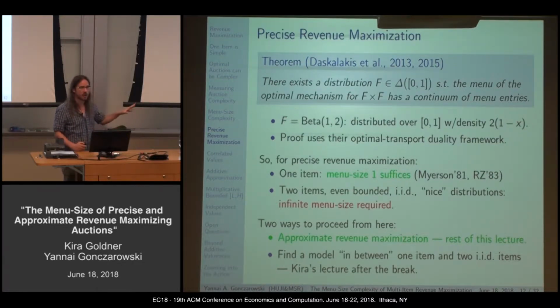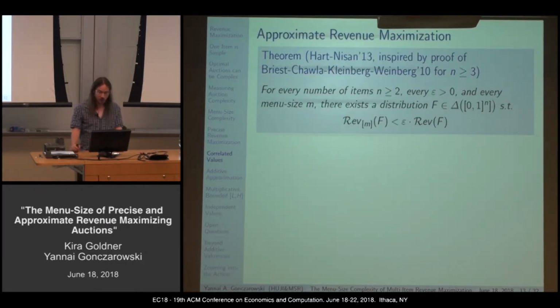We're going to take in the rest of this lecture the first approach, to talk about approximate revenue maximization. Defining a model in between is actually possible. It's really exciting, and it's going to be Kira's lecture after the break. So let's talk about approximate revenue maximization, and let's start with a negative result, which once again is going to bum us out. So it's a theorem. I'm citing here the most general version due to Hart and Nisan 2013. That's true for any number of items, 2 or more. It's inspired by their proof, and the theorem is inspired by a proof of Briest, Chawla, Kleinberg, and Weinberg 3 years before that basically gives you the same thing for 3 or more items. So I'm citing the stronger version here, but it's basically due to both.